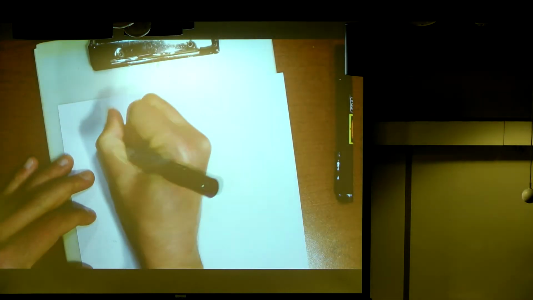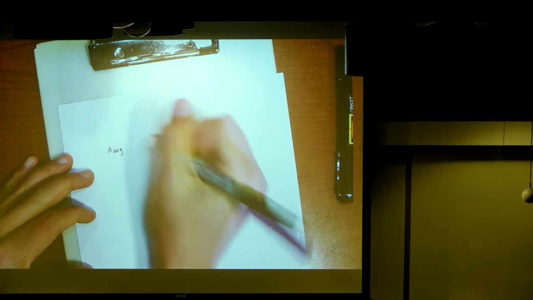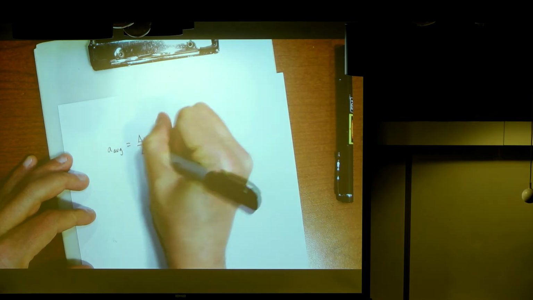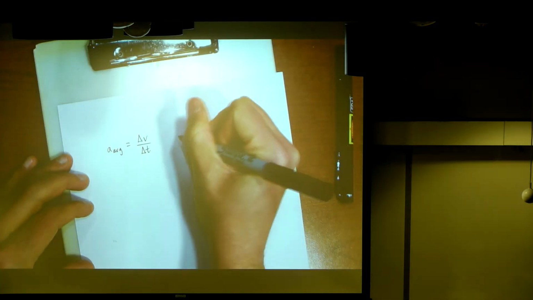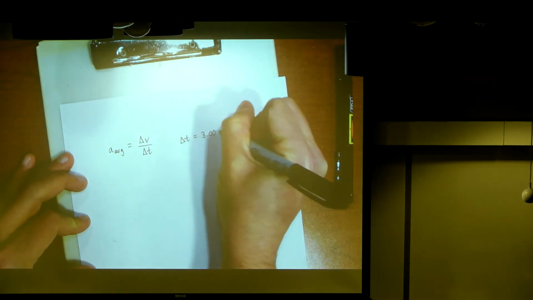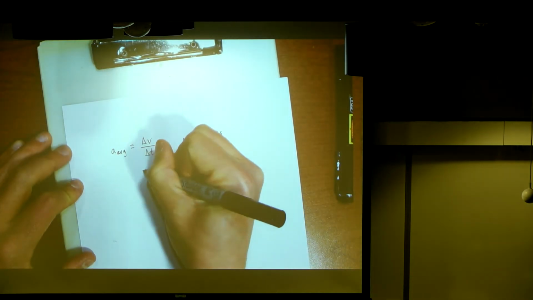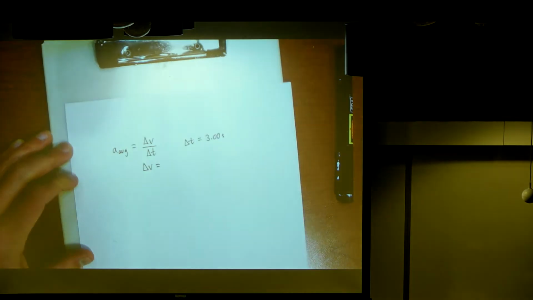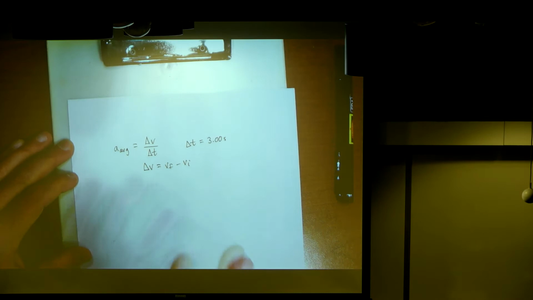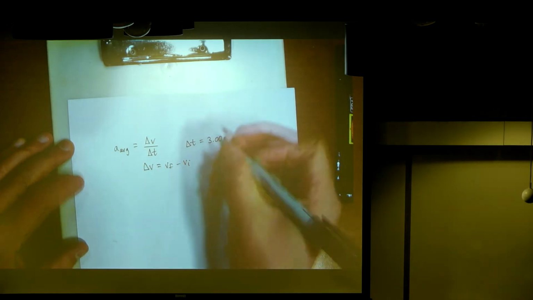Okay, so first of all, we're just calculating average acceleration using the definition delta v over delta t. Now in this problem, what is our delta t? It's 3 seconds, right? That's the time interval that's required to go from 0 to 60. Our delta v, let's expand this out a little more. Remember, that's v final minus v initial, correct? That's what we mean by delta.